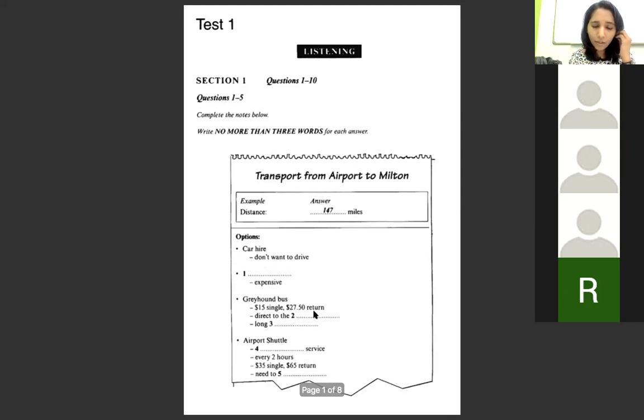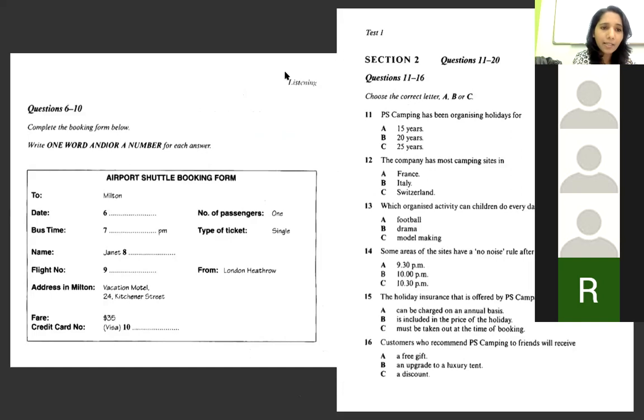Here it is direct to the something. So some destination, direct to some kind of a place. Then here it is long something, long travel, long wait, something similar. And if you look here, some service, it could be some kind of airport shuttle, some kind of a service, and then every 2 hours. If you look at it, you look at the rubric, okay, it has to be no more than 3 words. That means maximum is 3.